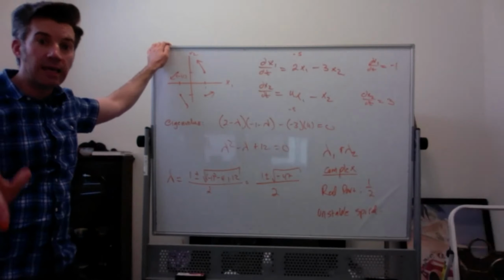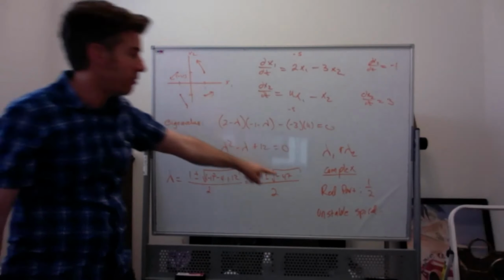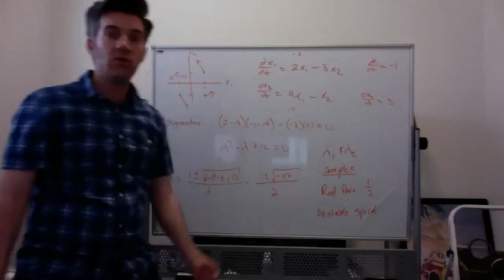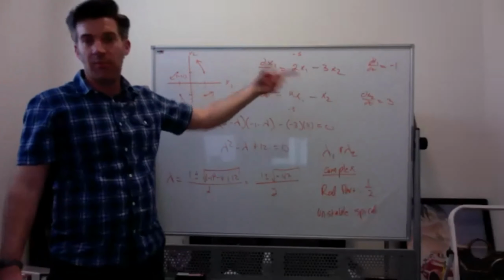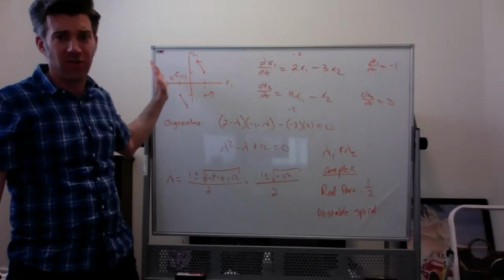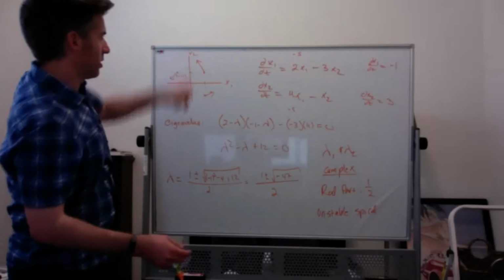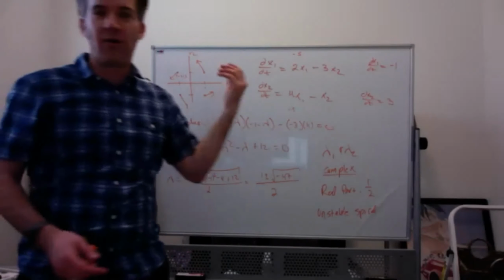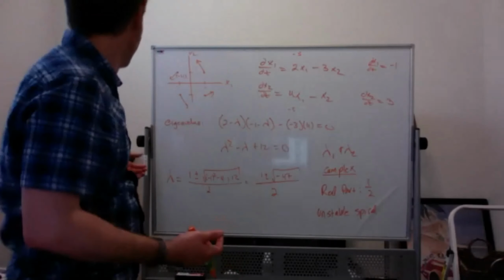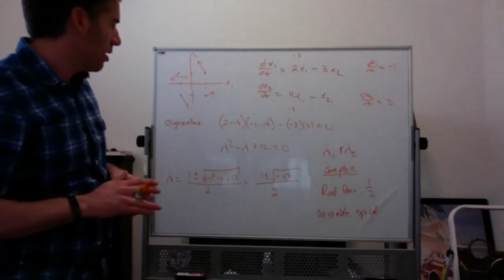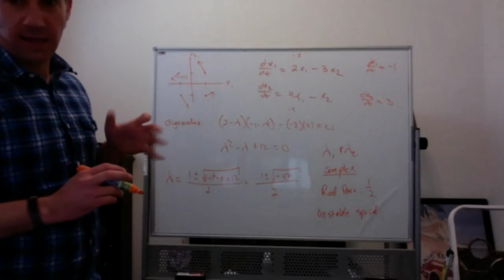So if you have complex eigenvalues, then you go back to your original equations and plug in 1, 1, and maybe one other point, and see if it's turning counterclockwise or if it's turning clockwise. Sorry about that. So that's kind of the idea here.